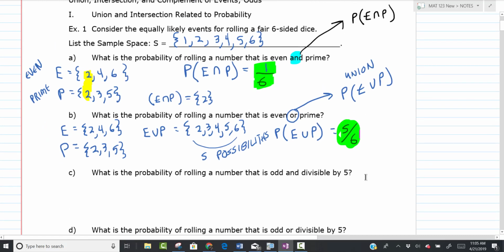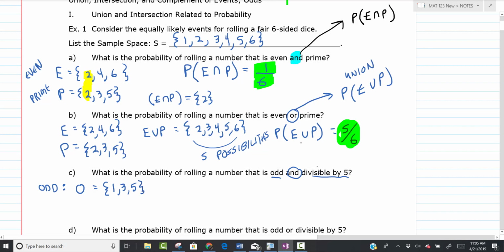All right, so the next problem, this is a different scenario. This says, what is the probability of rolling a number that is odd and divisible by 5? So we're going to list out the possibilities on this. Let's use O for odd, and let's list all of the odd numbers that can come up on a 6-sided dice. So you could either get a 1, a 3, or a 5.